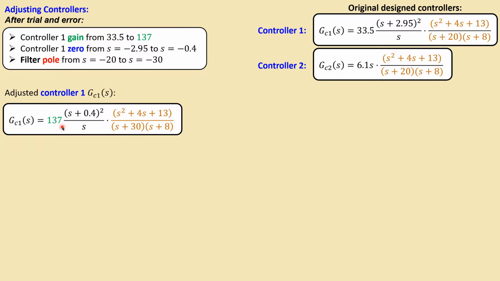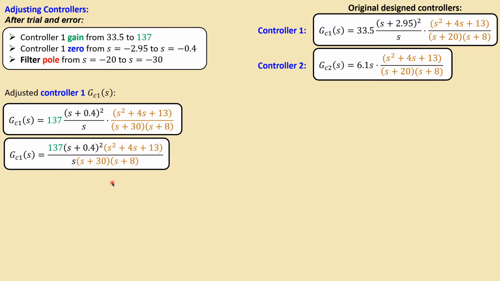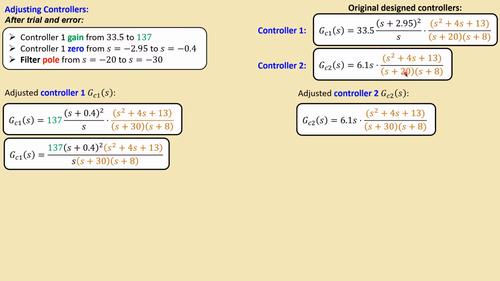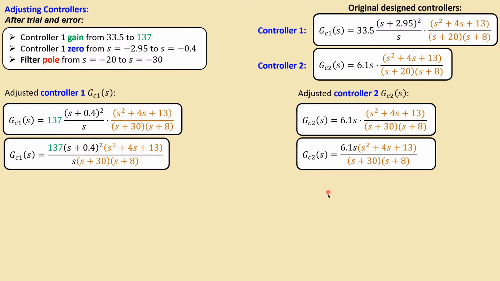You can see 137 and then the zero location of 0.4, so everything is actually changed here. And this is also changed, which is one of the poles of the filter. Of course, controller 1 is then rewritten in this format, and I can also say the adjusted controller 2 will also change because the filter pole is changing. This will then be given by this expression.